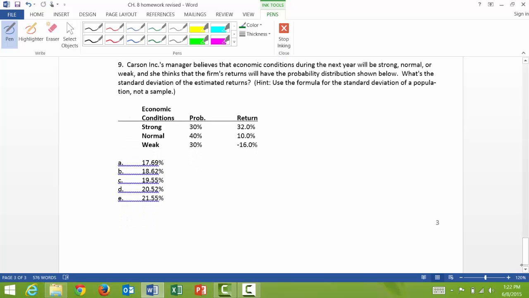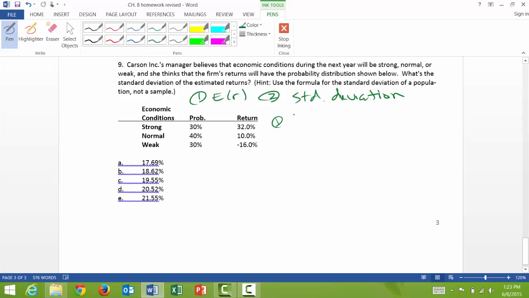Okay, now we get to the long type question. Carson Inc.'s manager believes that economic conditions during the next year will be strong, normal, or weak, and she thinks that the firm's returns will have the probability distribution shown below. What's the standard deviation of the estimated returns? The very first thing before you can do standard deviation is you have to get the expected return, and then you can solve for the standard deviation.